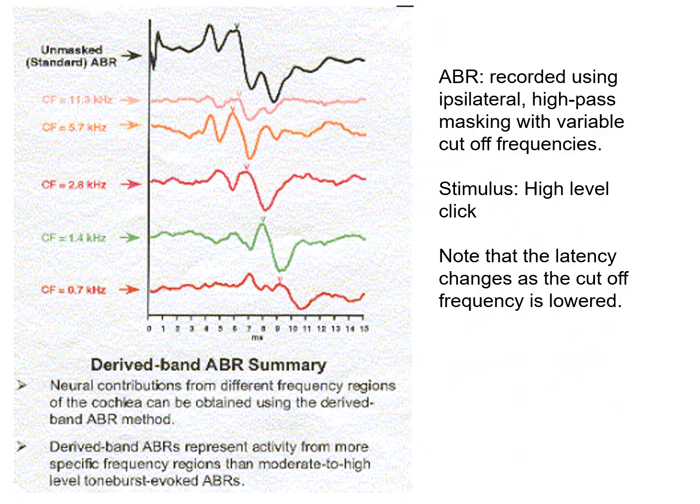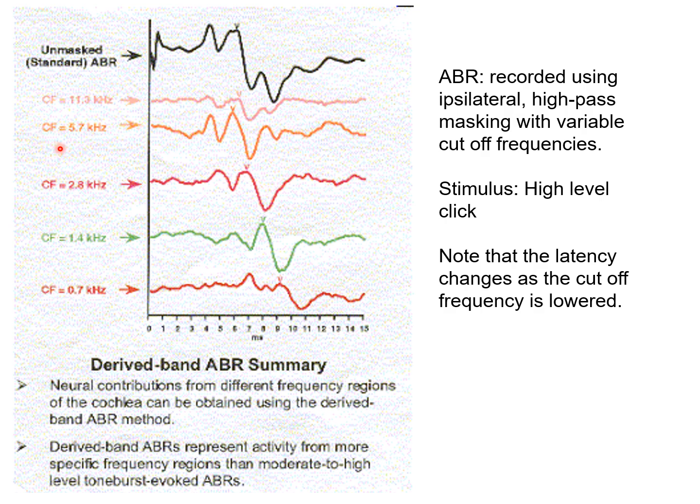Here is a figure of actual recordings to show stacked ABR. On the top waveform is the standard ABR, no masking noise, just clicks alone. So we identify wave five here, and then we have clicks plus ipsilateral masking noise with a cutoff frequency. CF stands for cutoff frequency. In this case, 11.3 thousand hertz. Then we get the ABR wave five here.